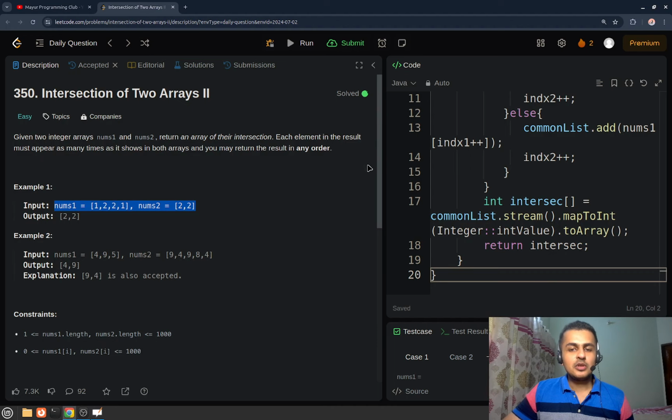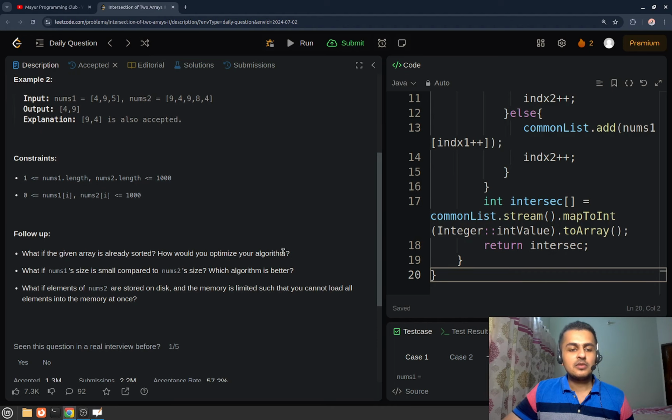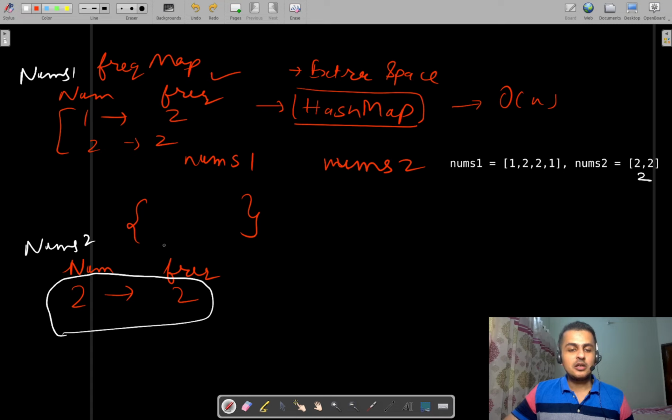But in the follow up, they were saying that what if the array is already sorted, and what if both arrays are not of the same size. And the third condition that they imposed was that what if the elements of the nums2 array were stored on a disk, and the memory were limited, such that we cannot load all the elements at once. So what we should be doing in that scenario is using the two pointer approach.